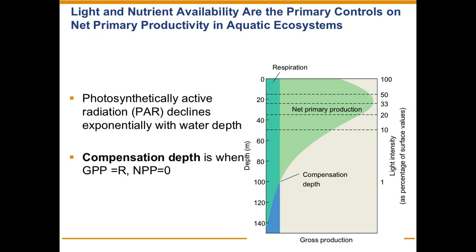In an aquatic environment, and we've talked about this at length, light is also a key determinant of productivity. But it's driven not solely by latitude. It's driven by the degree to which light can penetrate the water column, the depth at which light can penetrate into the water column. And that gives us this plot here.